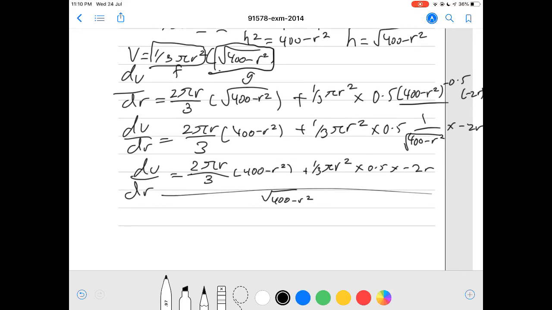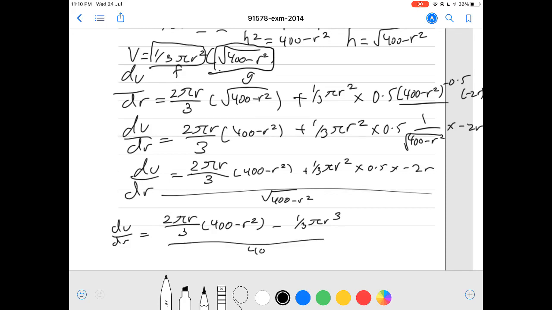We can simplify this a bit more. So dV over dr equals 2 pi r over 3 times 400 minus r squared. 0.5 times negative 2r is negative r. That just becomes plus 1/3 pi r squared multiplied by negative r, and that just becomes negative 1/3 pi r cubed, divided by the square root of 400 minus r squared.